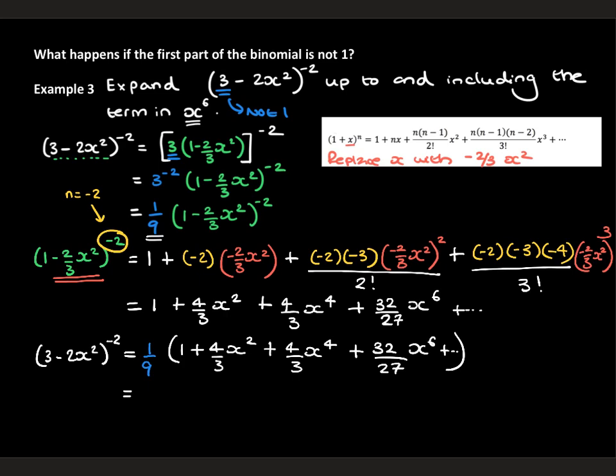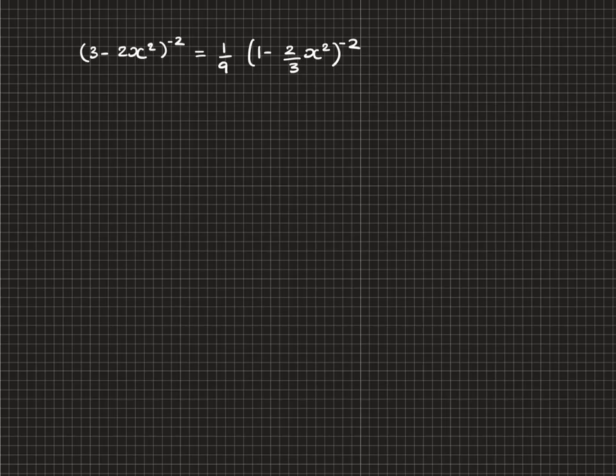Let's perform the expansion. That's 1/9 plus 4/27 x squared plus 4/27 x to the power 4 plus 32 over 243 x to the power of 6. And there is our final answer. Now we're going to finish off by thinking about the validity conditions for this expansion.